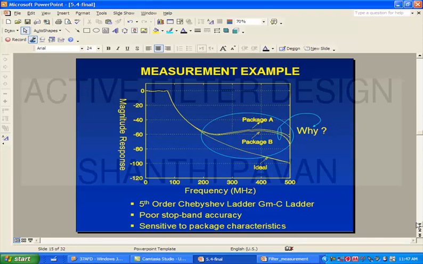When we actually measure the filter, this is the ideal response that I was shooting for. When I measure up to about 40-50 dB, that's up to 150-200 megahertz, the response seems to be following the ideal characteristic. Beyond that, it seems to be deviating. Now there are two possibilities. What are the possibilities?